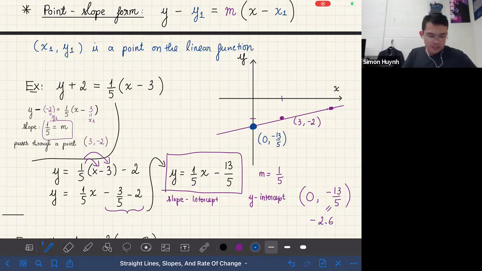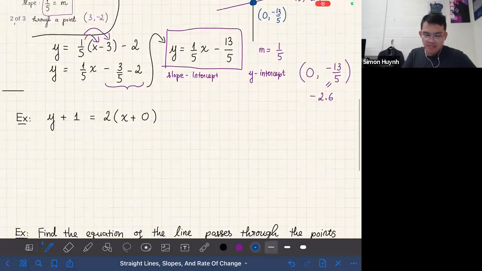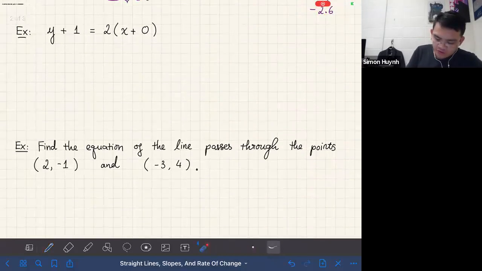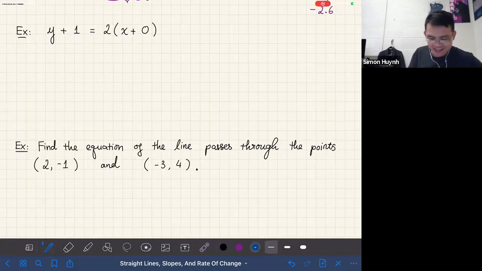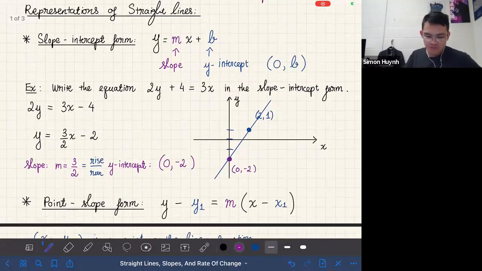All right, so let's look at another example of something written in point slope form. For the example above, I have y plus 1 equals 2 times quantity x plus 0. It's kind of funny looking if I write it like this, right? If you have not noticed, this is just my silly way to represent the same function as we have looked at earlier, for the slope intercept form.